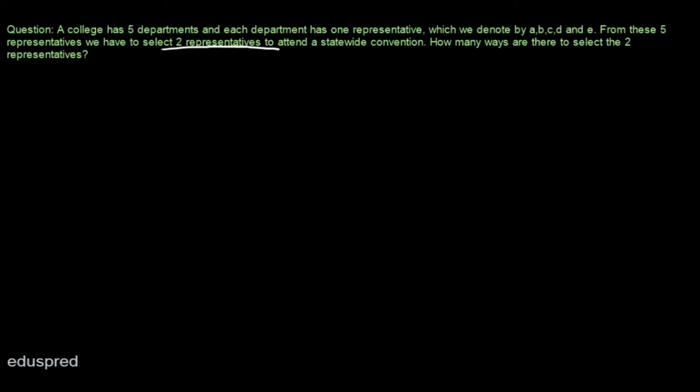So because we have to select 2 representatives, let us make 2 slots for 2 representatives. And now let's choose any possible outcome. So let's say one of the possible outcomes could be that the 2 representatives that are selected are B and D. So let's say this is B and this is D. So that means we have selected B and D. So this is one of the possible outcomes that we have, and I have chosen this outcome arbitrarily.